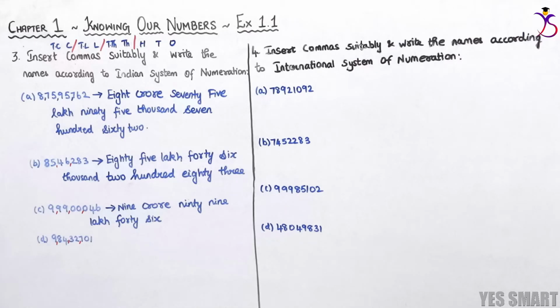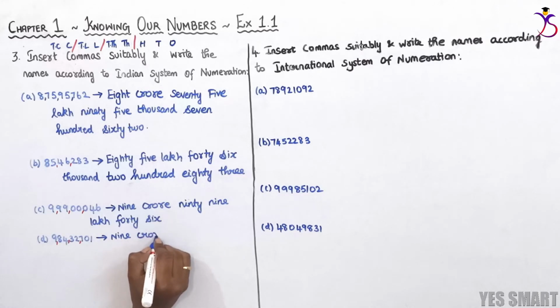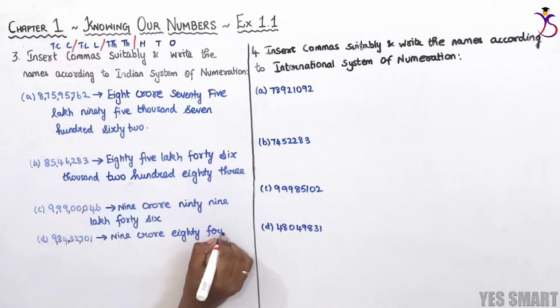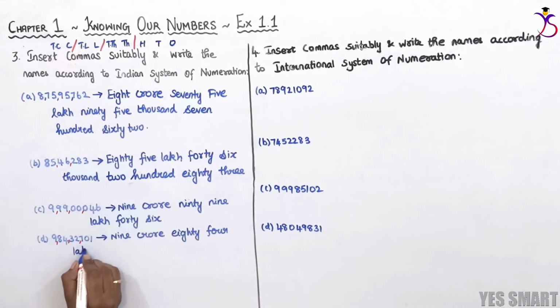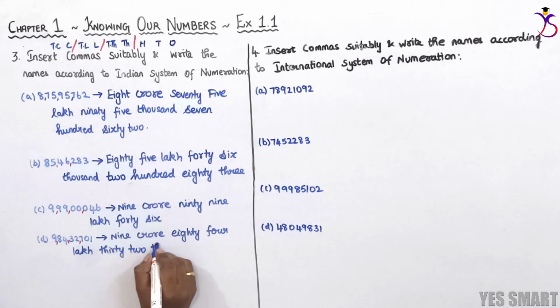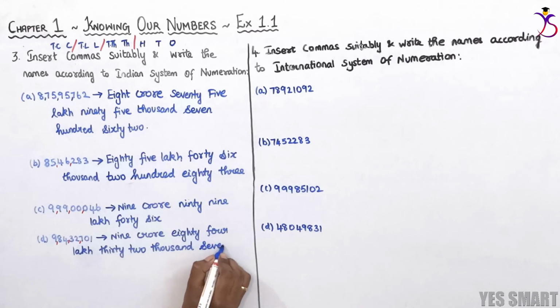Last subdivision, 3 digits, 2 digits, and 2 digits. Ones, tens, hundred, thousand, 10,000, lakh, 10 lakh, crore. Same as crore. 9 crore. Then we have 84 in the place of lakh. So 84 lakh. Then we have 32 in the place of thousand. So 32,000. And finally we have 701. So let's write 701.